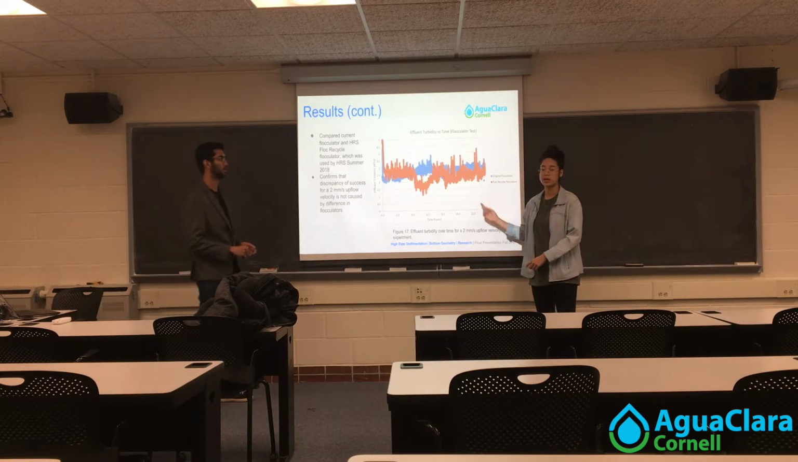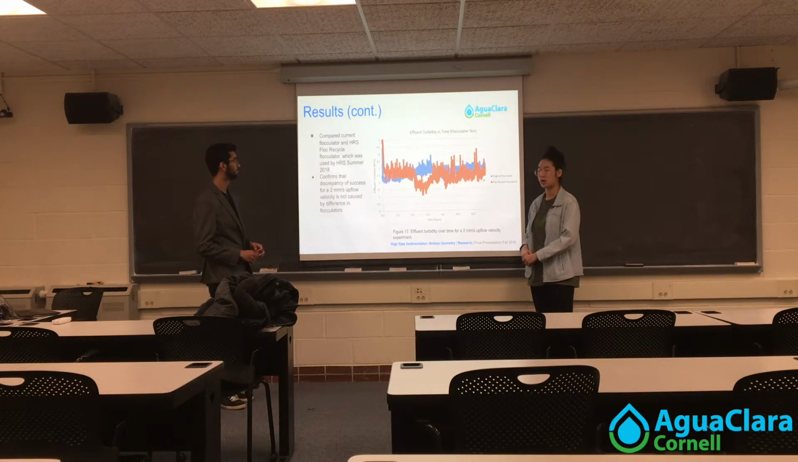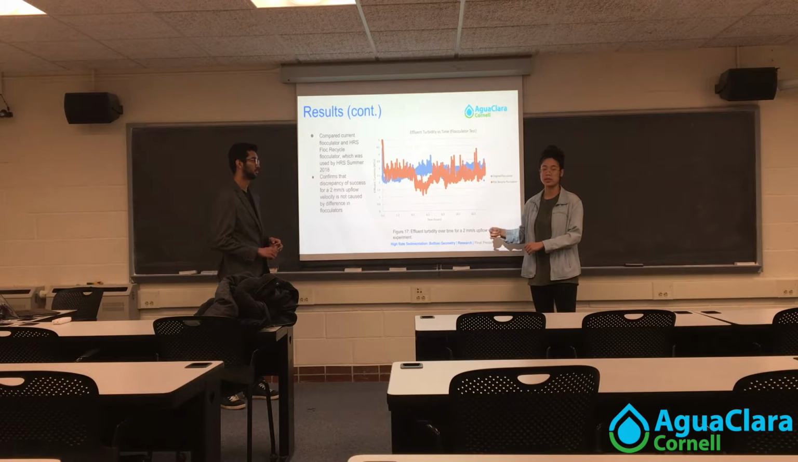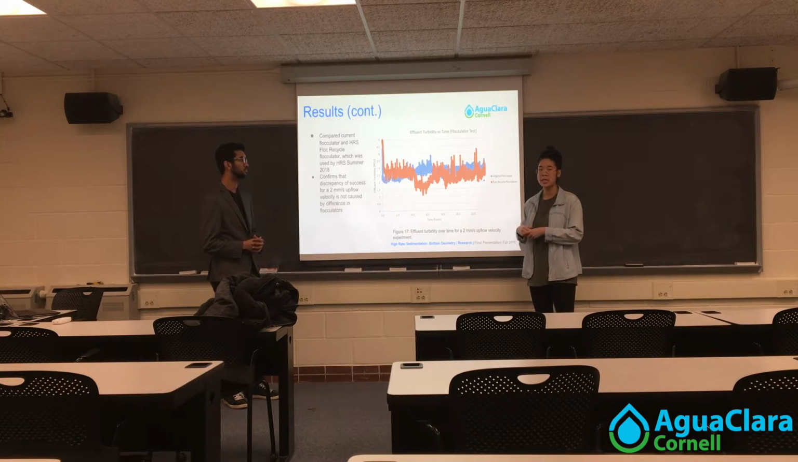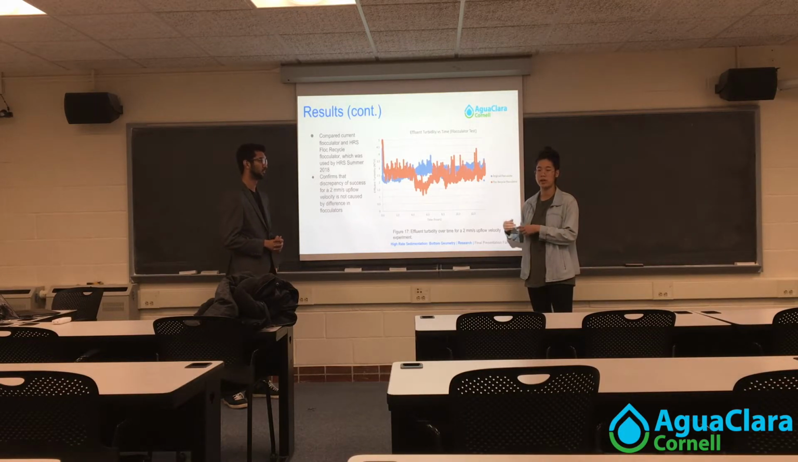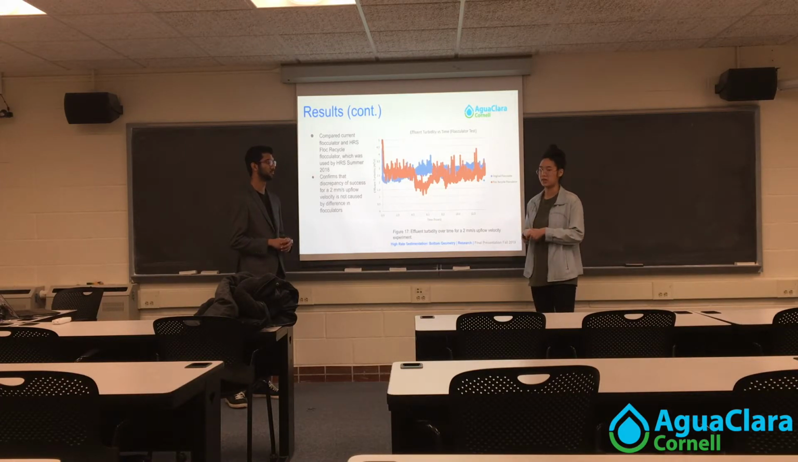And so we ran another experiment using the HRS 2018's flocculator versus ours at a 2 millimeter per second upflow velocity, and you can see that there isn't much of a difference between the two, and that we were able to get a stable flock blanket using both flocculators. So this confirms that the discrepancy of success of acquiring a flock blanket at 2 millimeter per second upflow velocity is not caused by a difference in flocculators.